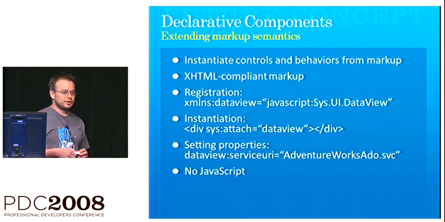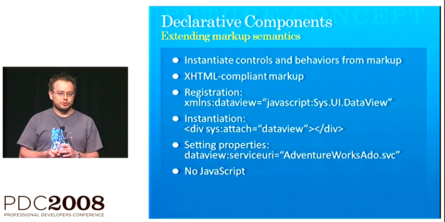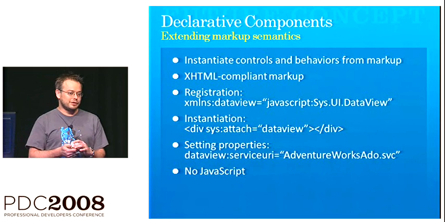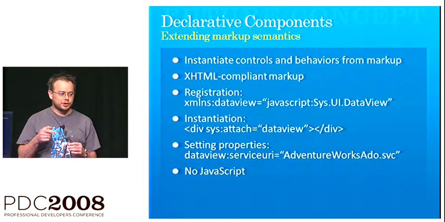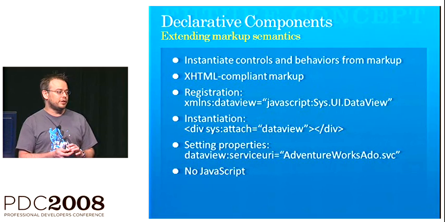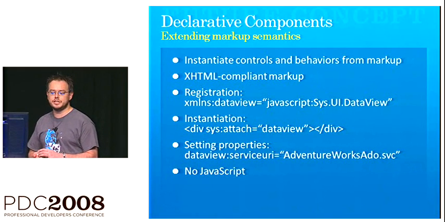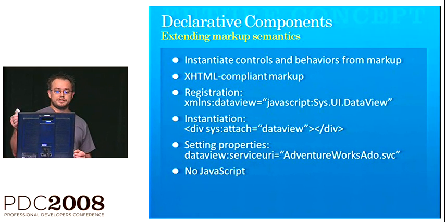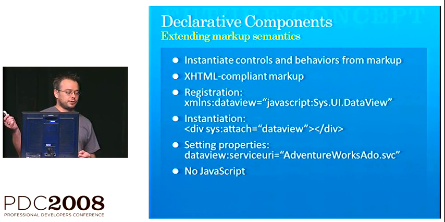And here we're using the fact that the URI can actually be anything that is a valid URI. And javascript colon something is a valid URI. The JavaScript protocol is perfectly legitimate in this context. And here what we put behind javascript is the component that we want to register. So here we're registering dataview, and we are associating it with the dataview tag prefix.